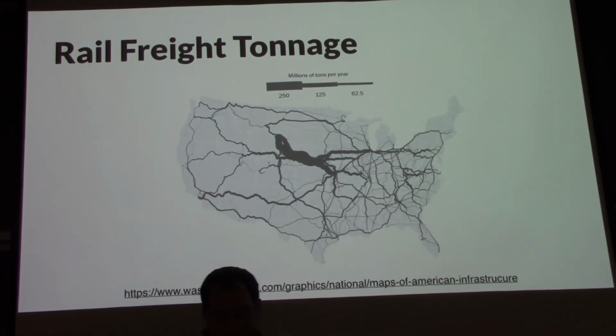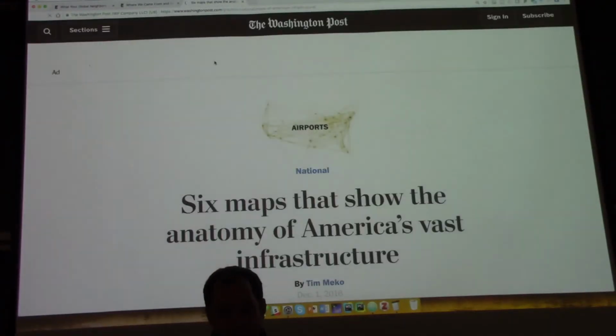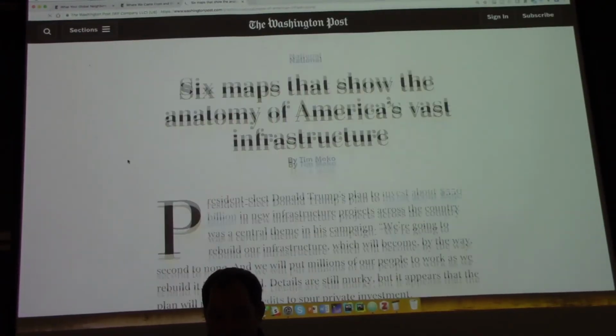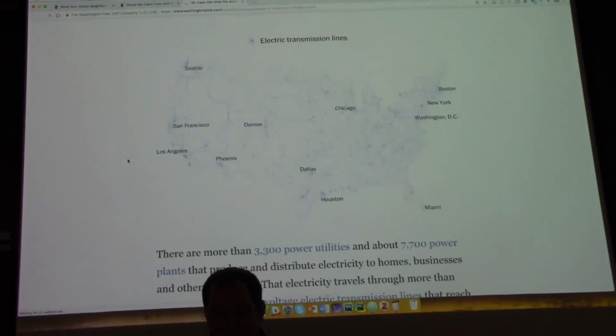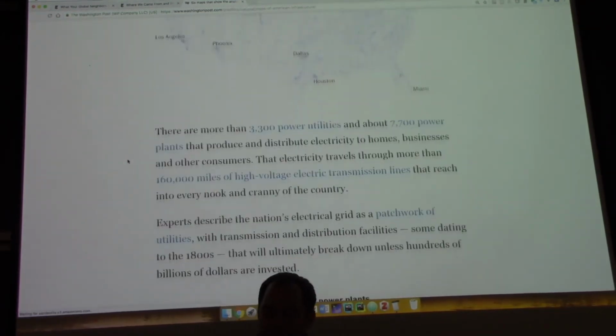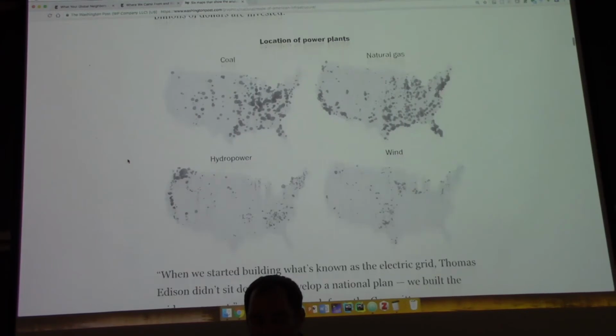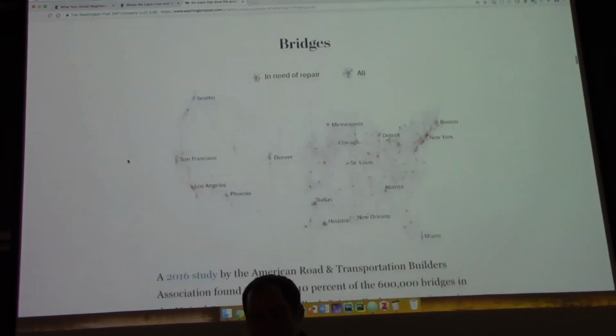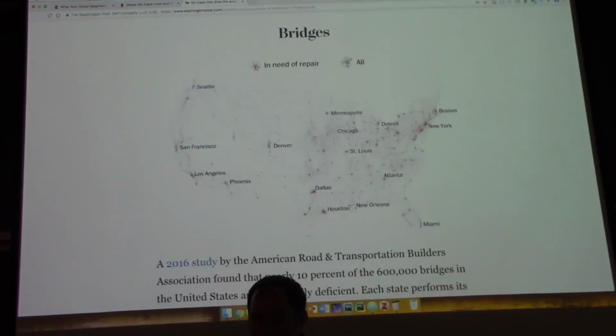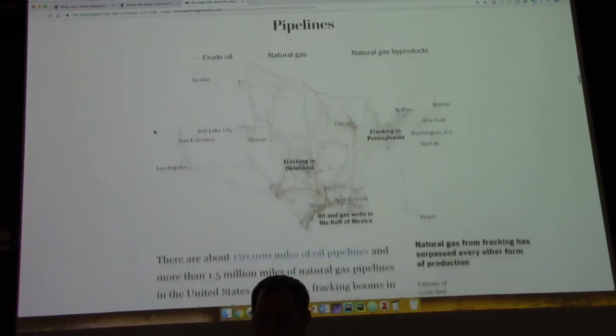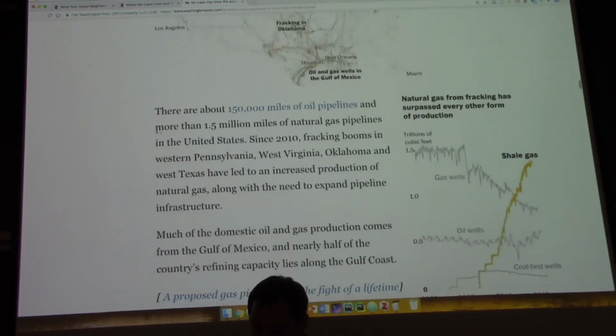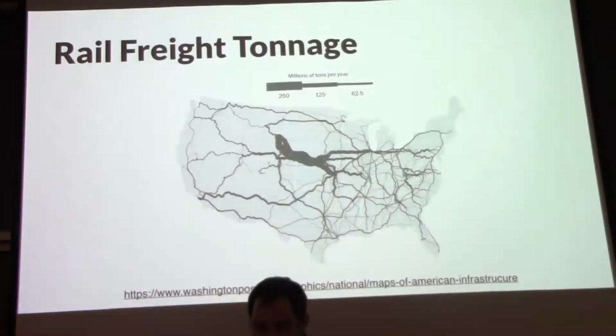This is from Maps of American Infrastructure, which is a really great piece in the Washington Post. There are a lot of interesting maps in here. I just picked the freight one because it's the only one that really does something with data, and the other one mainly shows us locations, like bridges in need of repair and so on. So this is pretty informative. I recommend that you look through that.